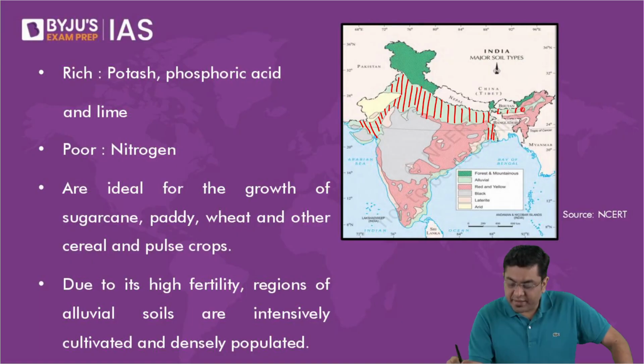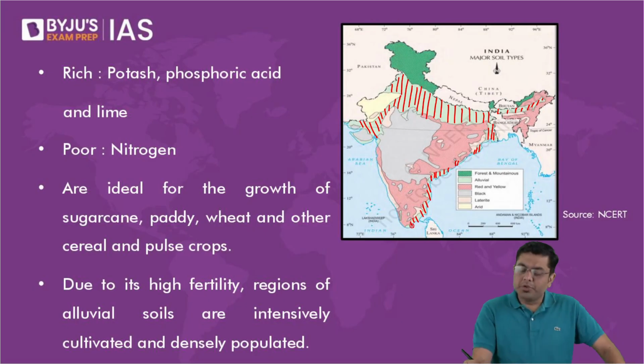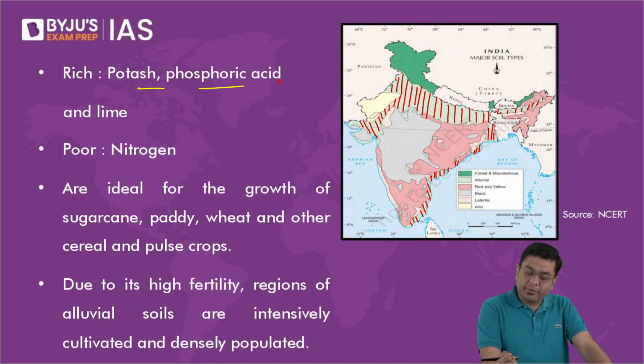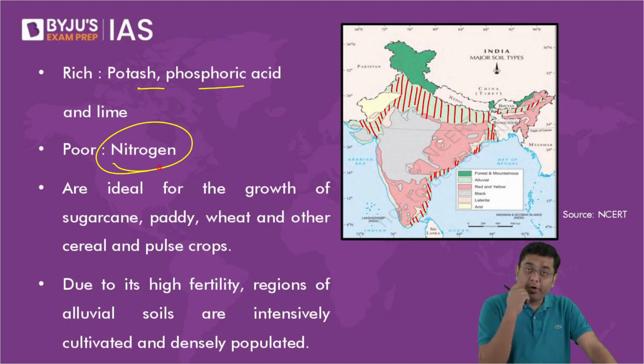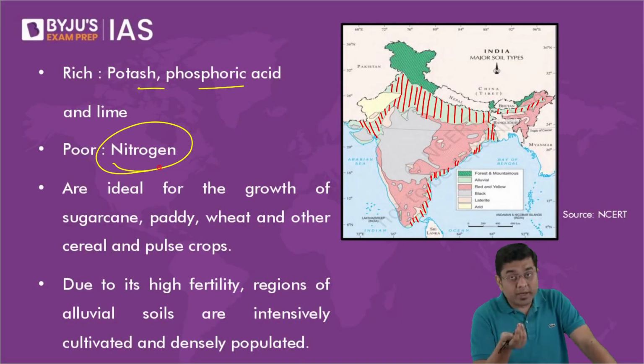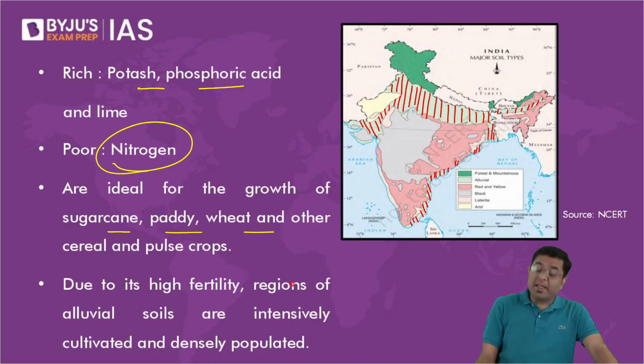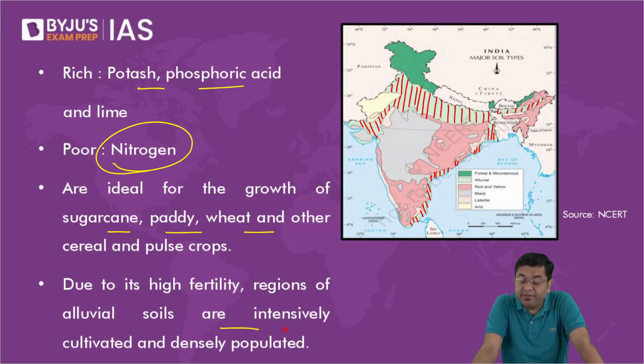Okay, this entire stretch, and across the coastal plains as well, across the deltaic stretches as well. So these are amongst the most fertile soil types that you have. It is rich in potash, phosphate, as well as lime. It is very poor in nitrogen, and that is why you require urea to augment the fertility. They are ideal for the growth of sugarcane, paddy, wheat, and other cereals and the pulse crops. And due to the high fertility, regions of alluvial soil are intensively cultivated and hence are densely populated as well.